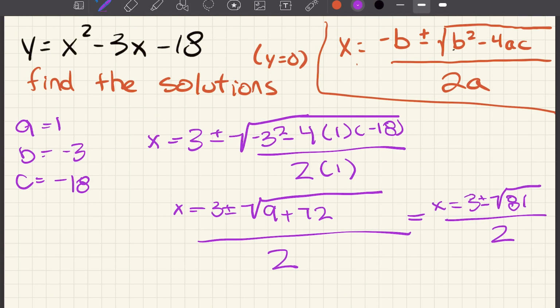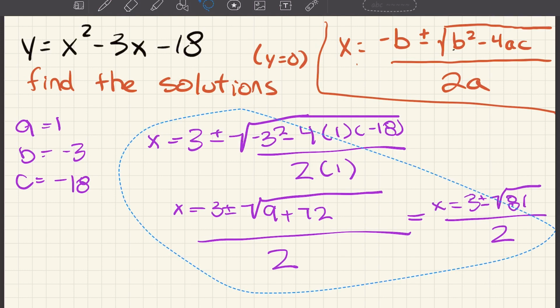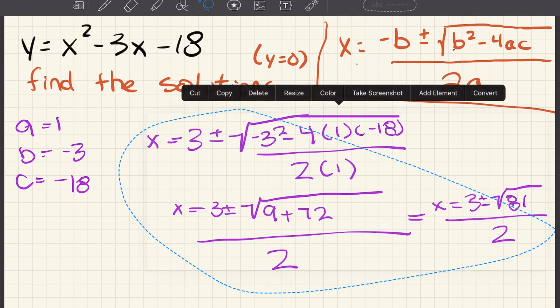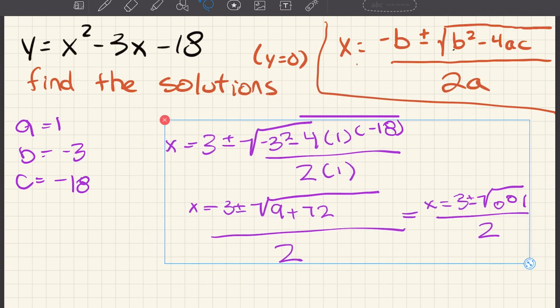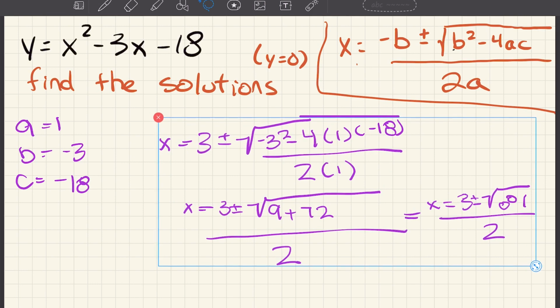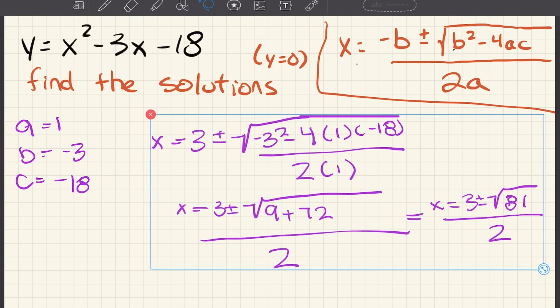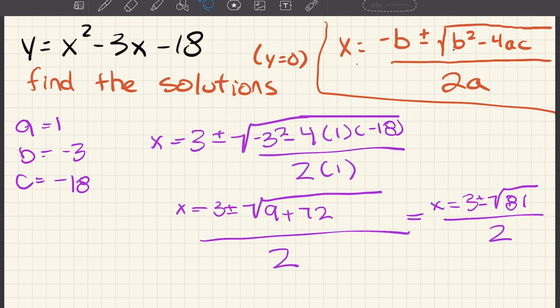How do you do 81 divided by 2? No, you don't do that. Jeez. That was weird. I've never seen that. Oh boy. I believe in you. Here we go. Got it back.